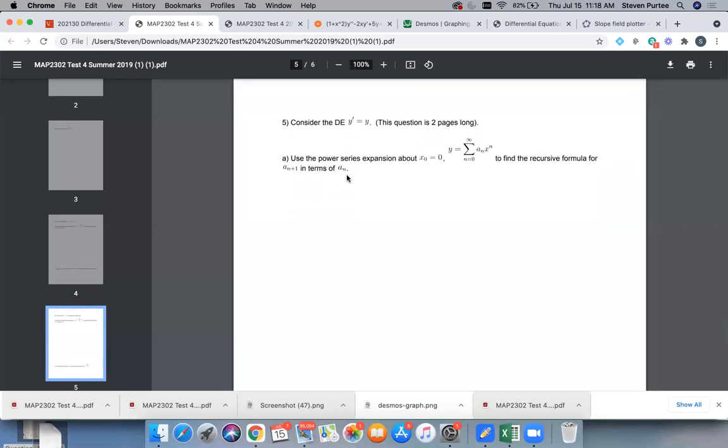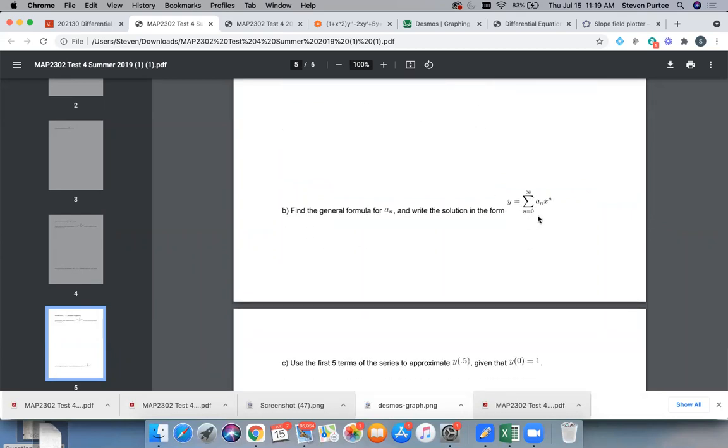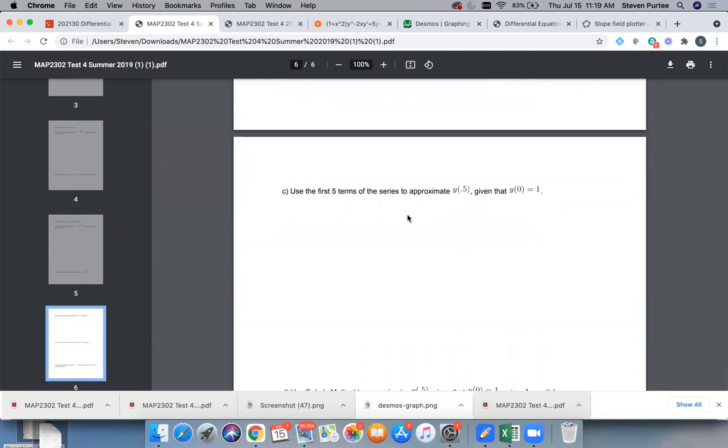It was just kind of nice, I guess, to have that all in one video. So we know what the solution to this is. Y prime equals y. That's just y equals c e to the x. So what we're going to do here is solve it by a power series, get a general formula. We're going to write out a bunch of terms to make an approximation. Remember, our solution here is y equals e to the x.